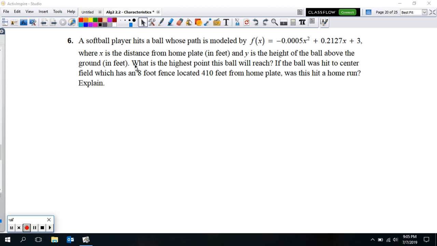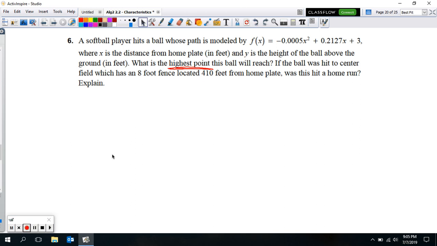So now here's our questions. What is the highest point this ball will reach? That's the first question we want to answer. And the second one says, if the ball was hit to center field, which has an 8-foot fence located 410 feet from home plate, was this hit a home run? And then it wants us to explain our yes or no answer on that. But the first thing it asks us is just, what is the highest point?